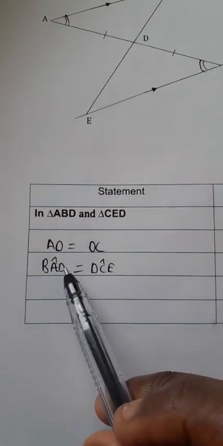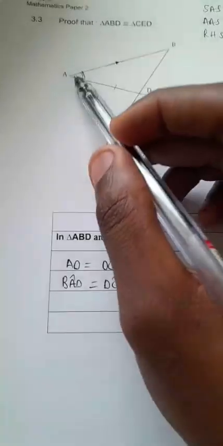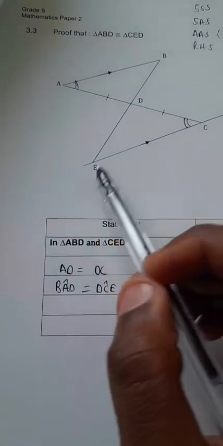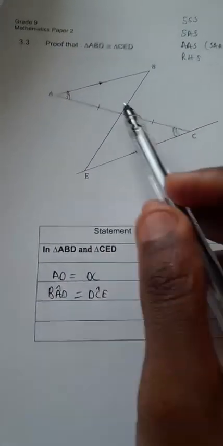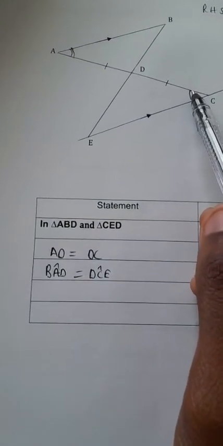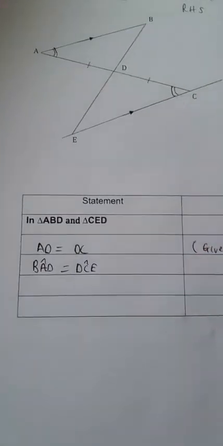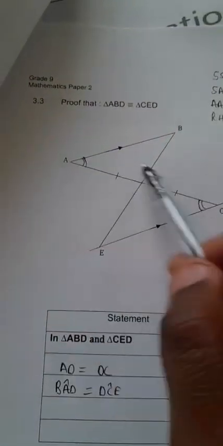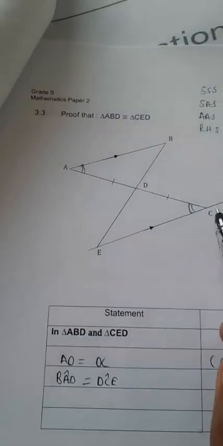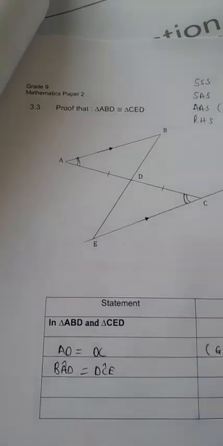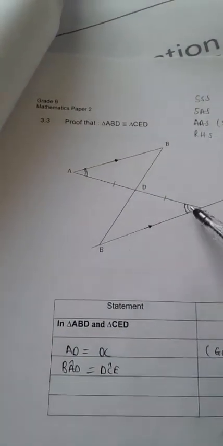Angle BAD is equal to angle DCE. Or you can say ECD, as long as the middle letter is the letter whose angle you are referring to. Okay, right. So those two angles, BAD is equal to ACE or DCE. Or you could just say, guys, angle A is equal to angle C.